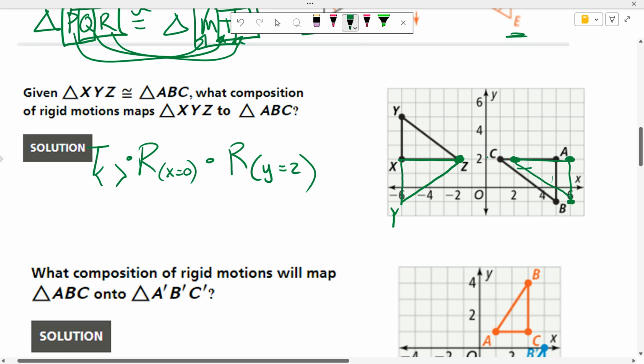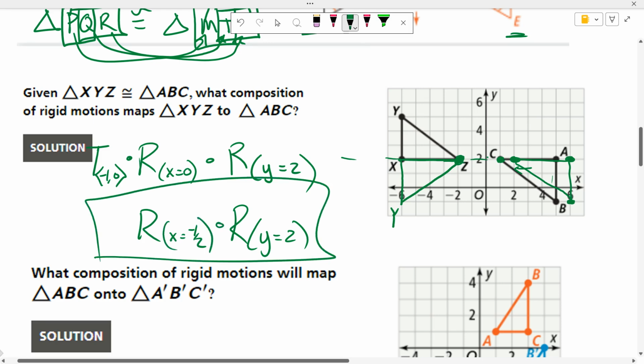The green one has to go one that direction. What's one that direction? -1, 0. So that's everything involved. Now, could I have shortened that up by 1 step? Yep. I could have reflected that around the line y equals 2, and then gone halfway in between this point and this point. What's halfway in between 1 and -2? -1/2. So I could have reflected around the line x equals -1/2 and got it done just like that. Both of them are legal answers.